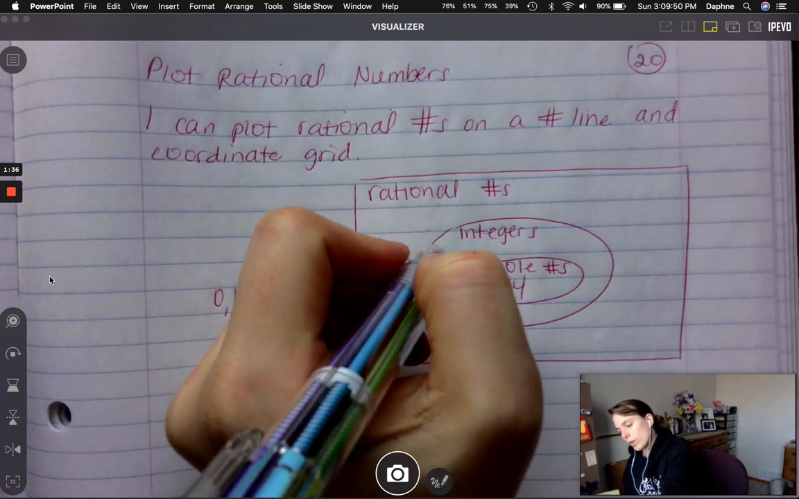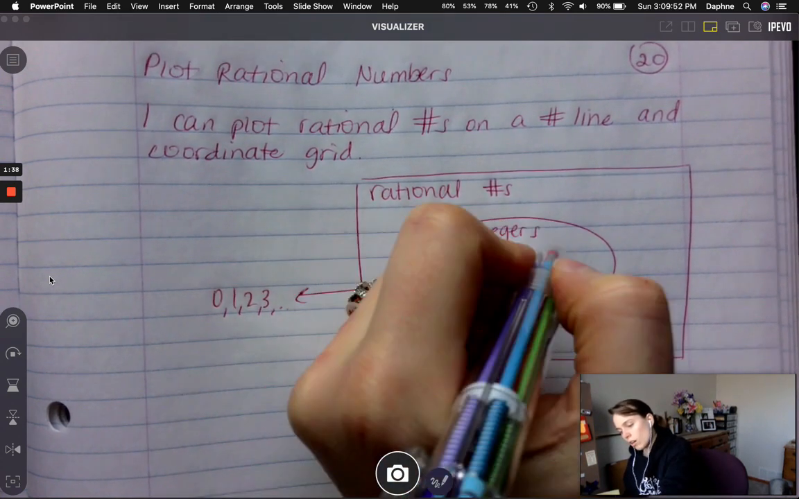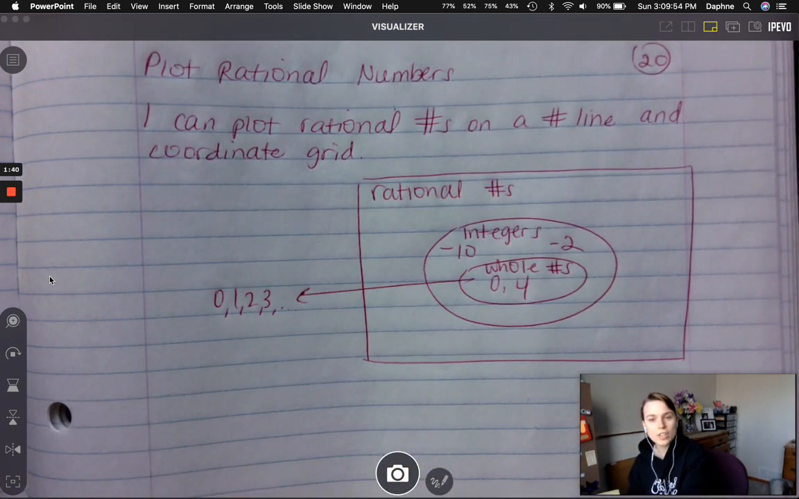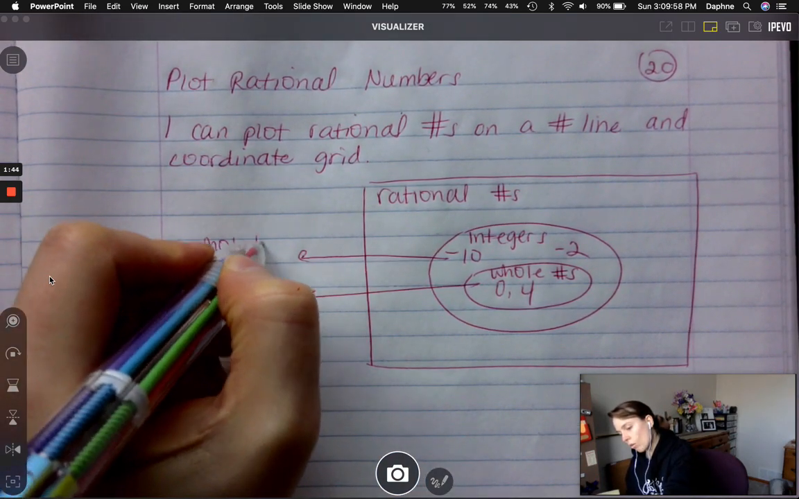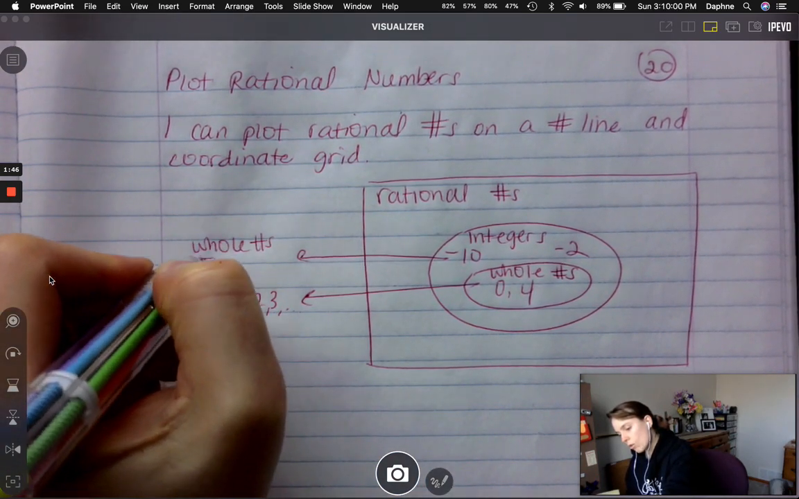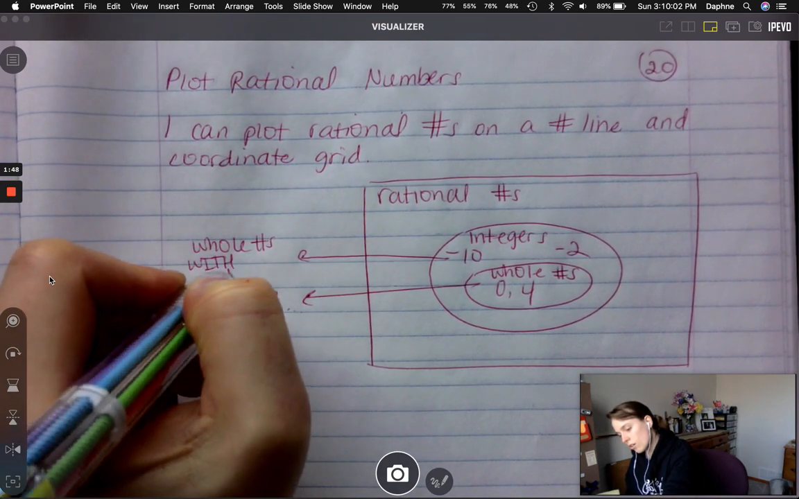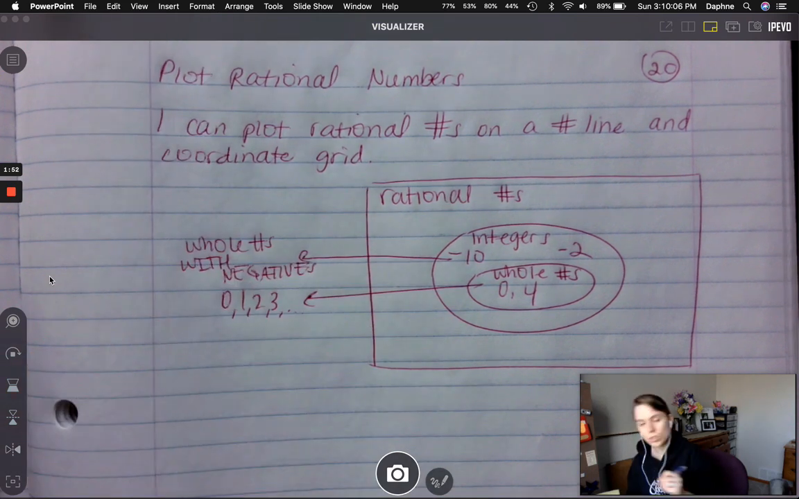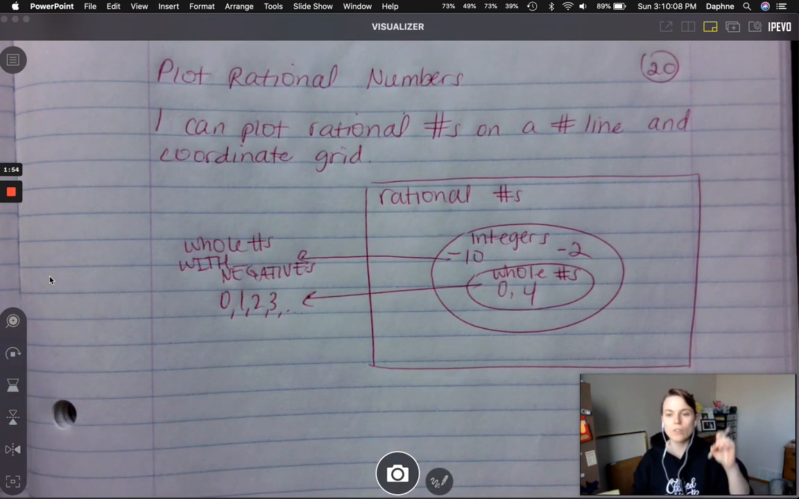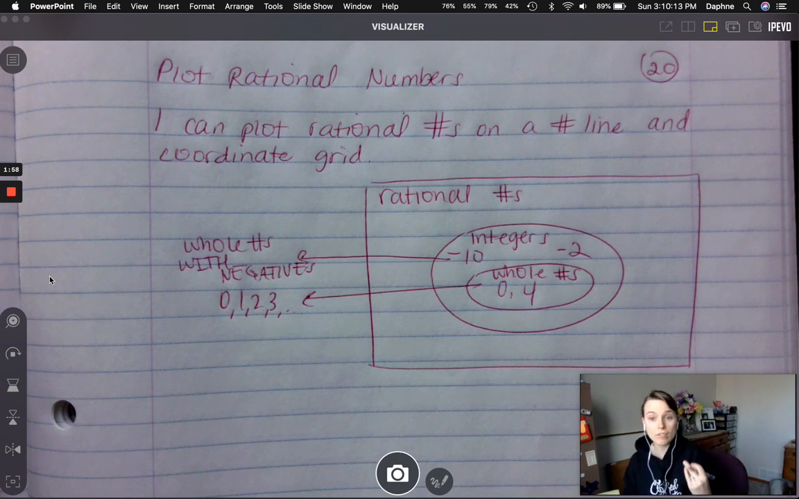Integers, we add in whole numbers. We also add in the negatives. So they are whole numbers with negatives. So negative 10, negative 11, negative 12, negative 13, and so on and so forth. These two things we spent a lot of time working on. Now we're going to add in rational numbers.